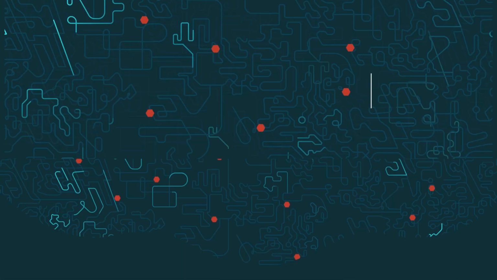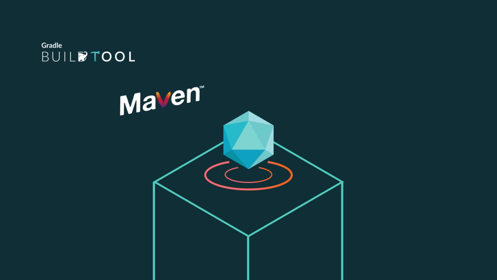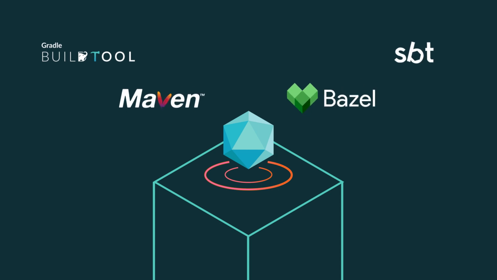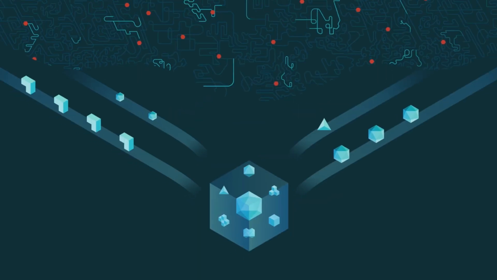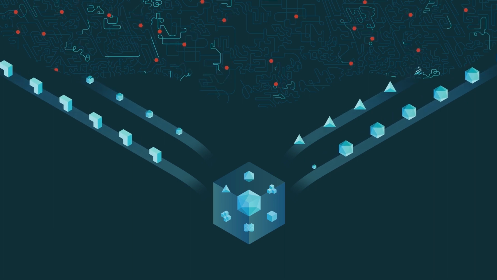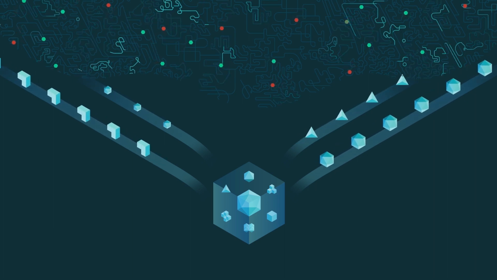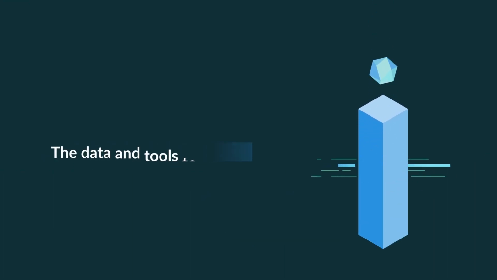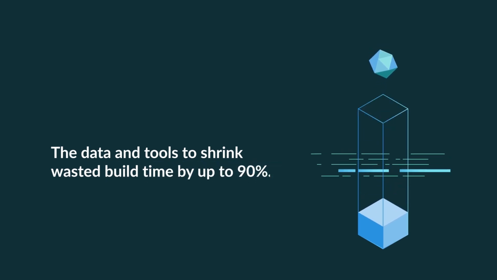Develocity is a service that scans every Gradle, Maven, Bazel, and SBT build locally and on CI, and leverages the most modern performance acceleration technologies. Develocity gives you the data and tools to shrink wasted build time by up to 90%.